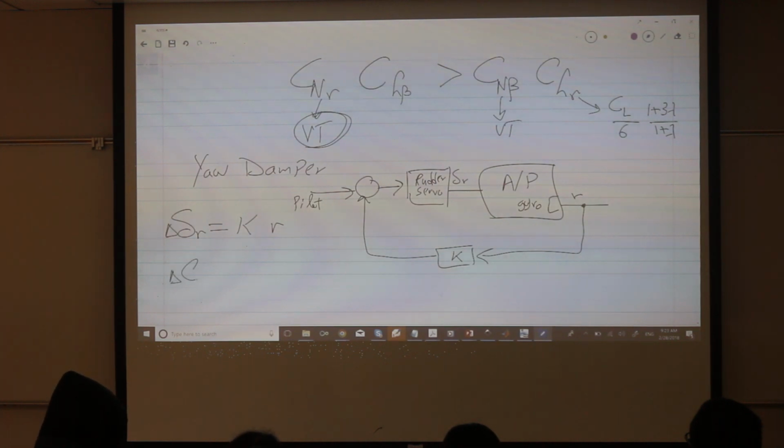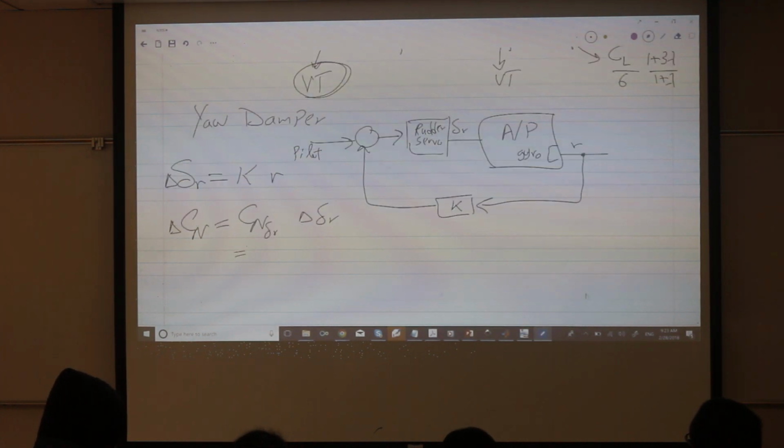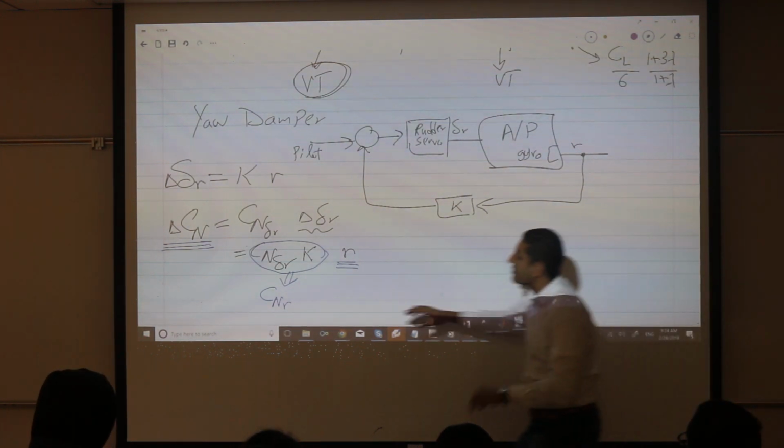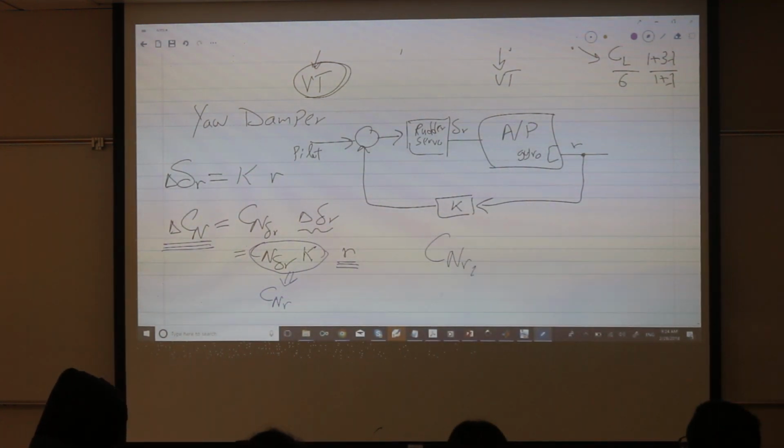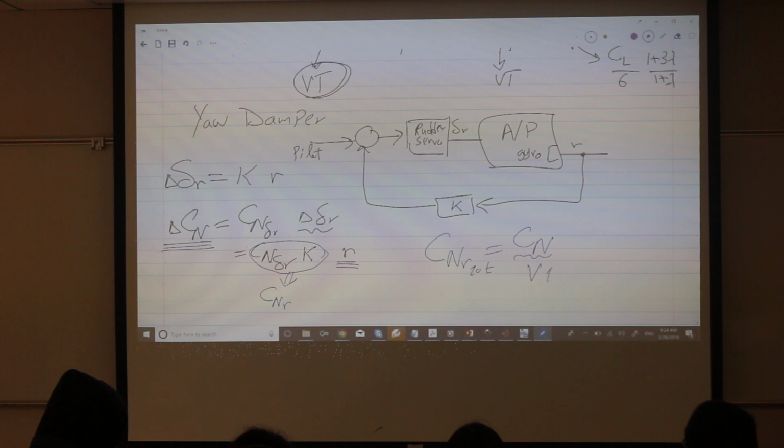Then the change in your Cn is simply Cn delta rudder times this delta rudder. So Cn delta rudder times delta rudder is K times R. Now look at this. Change in Cn equals something times R, so this must be CnR, right? So it's as if you're artificially creating NR, yaw damping. So your total CnR will be simply whatever you have from before. This is the physics of the airplane, the vertical tail, CnR here, okay? The vertical tail action. Plus this delta CnR artificially, okay?